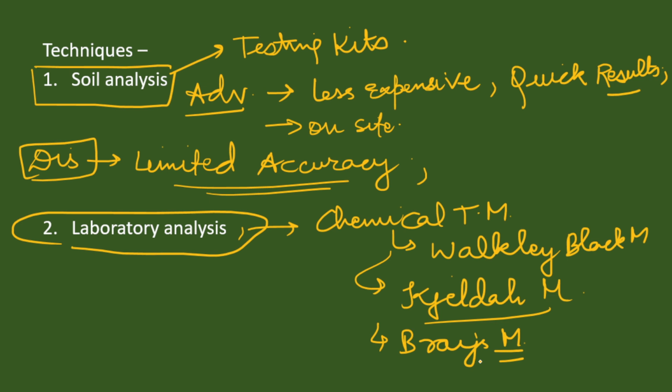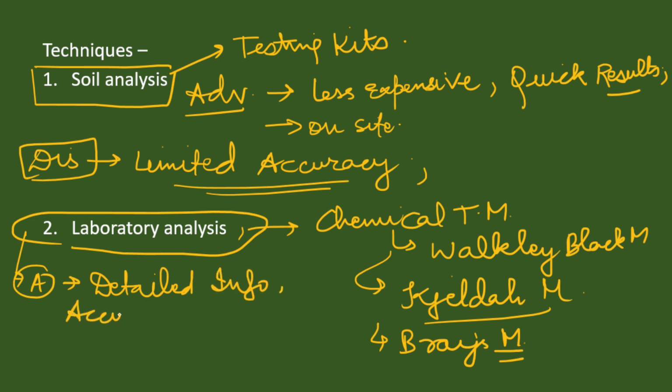And there are other methods also in labs. We have high quality microscopes and high quality equipment and machines through which laboratory analysis becomes more accurate. So what are the major advantages of laboratory analysis? It provides detailed and accurate information. It will go in depth and let you know every bit about your soil. It will be very accurate, almost 99% accurate.